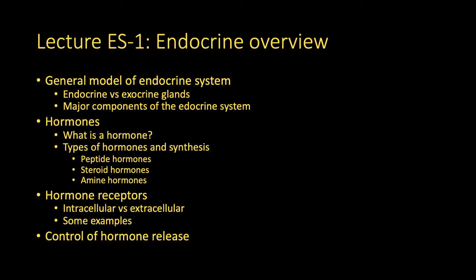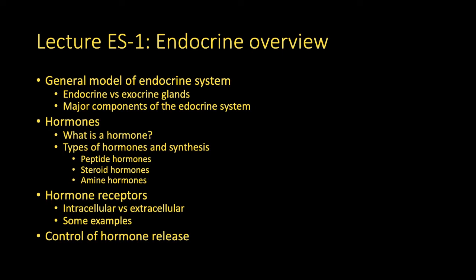All right, welcome to lecture ES-1, the first of the endocrine lectures. In this, we're going to start by going over sort of a general model of the endocrine system. We'll be talking about endocrine versus exocrine glands and some of the major components of the endocrine system. That should be endocrine, not endocrine.